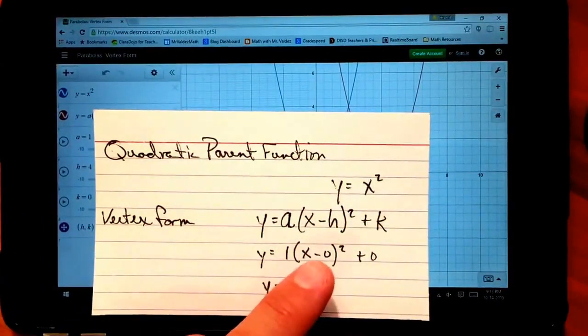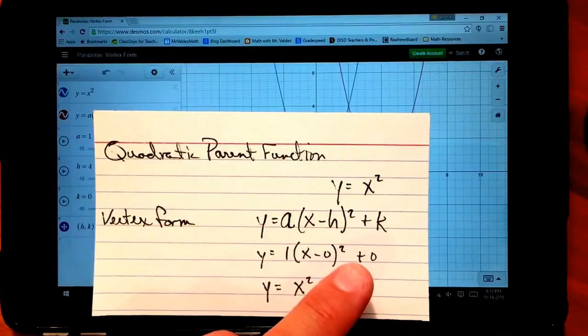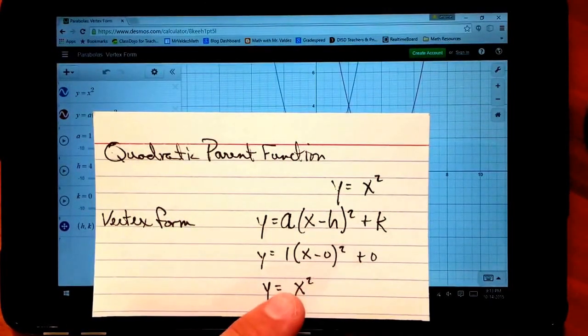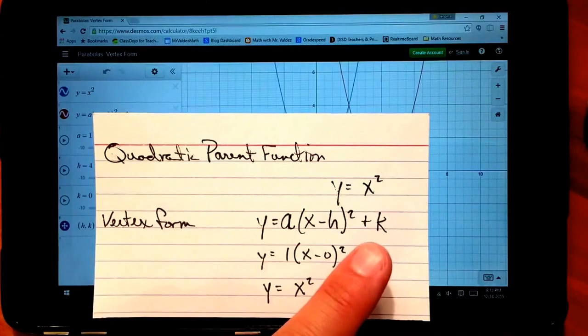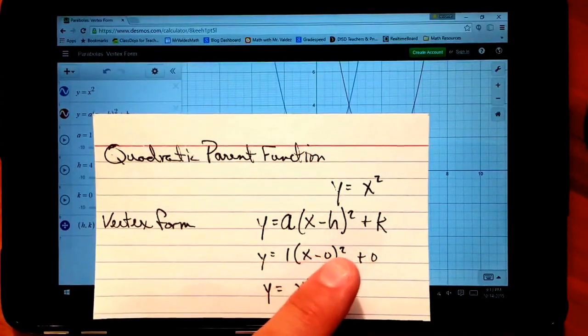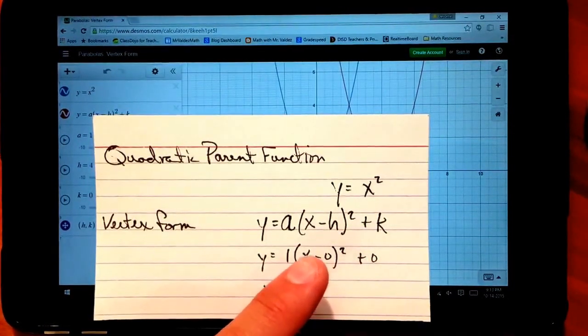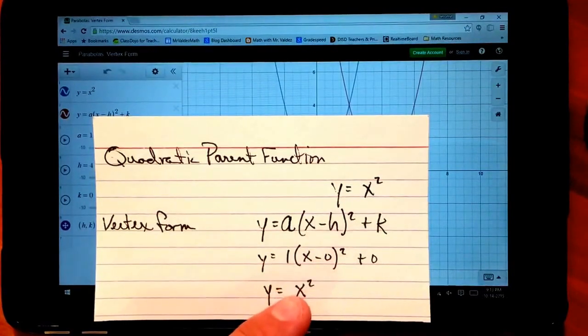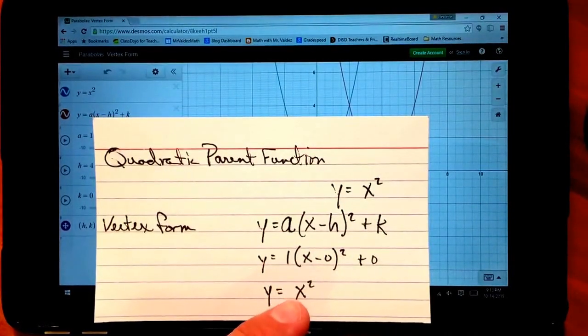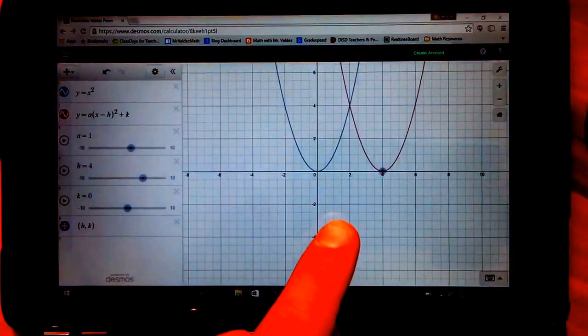If a is 1, h is 0, and k is 0, then what we end up with is the parent function, because that goes away. This simplifies. X minus 0 is simply x. So it's 1 times x squared, which is exactly what we have here. We have 1x squared. So let's do that with our sliders.